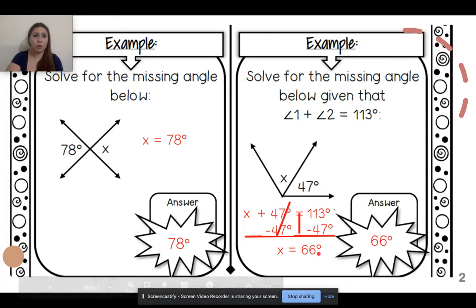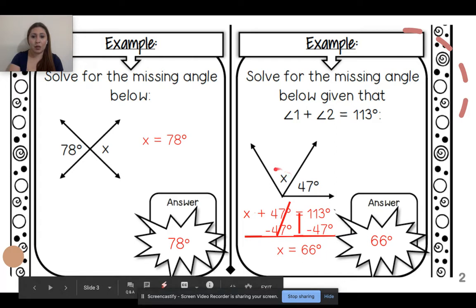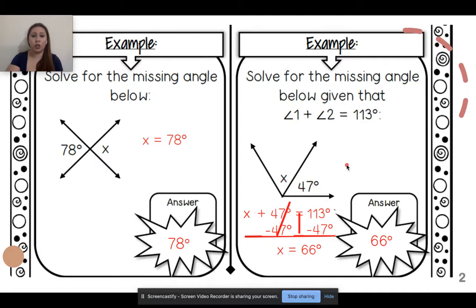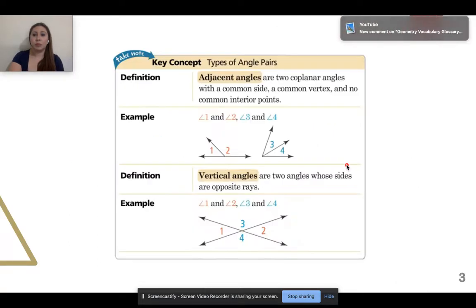So the answer I'm looking for is 66. That's just the X here. Can you check? Yes. 66 plus 47 gives me 113. As long as that equals the same, then you know that you did the math right. If it doesn't, then go back and check yourself again.